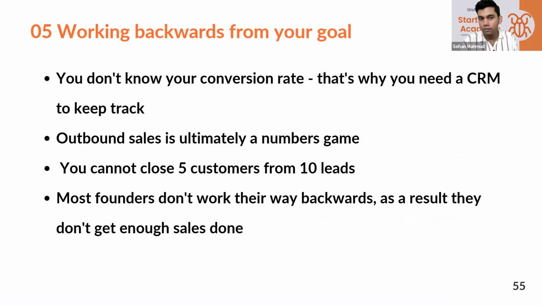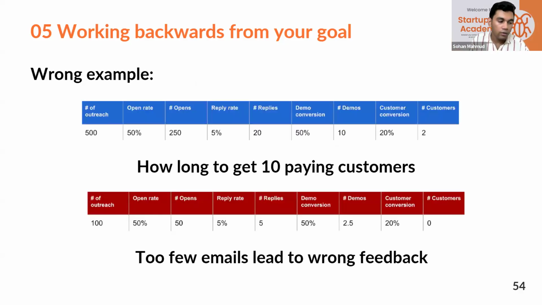You don't know your conversion rate at the very beginning. That's why you need a CRM to keep track. And outbound sales is ultimately a numbers game. You cannot close 5 customers from 10 leads. That's what I just mentioned. If you think, okay, you're reaching out to 500 people, maybe 300 of them will be your customers, it's completely wrong. Most founders don't work their way backwards. As a result, they don't get enough sales done. That's why you have to work backwards in this way.